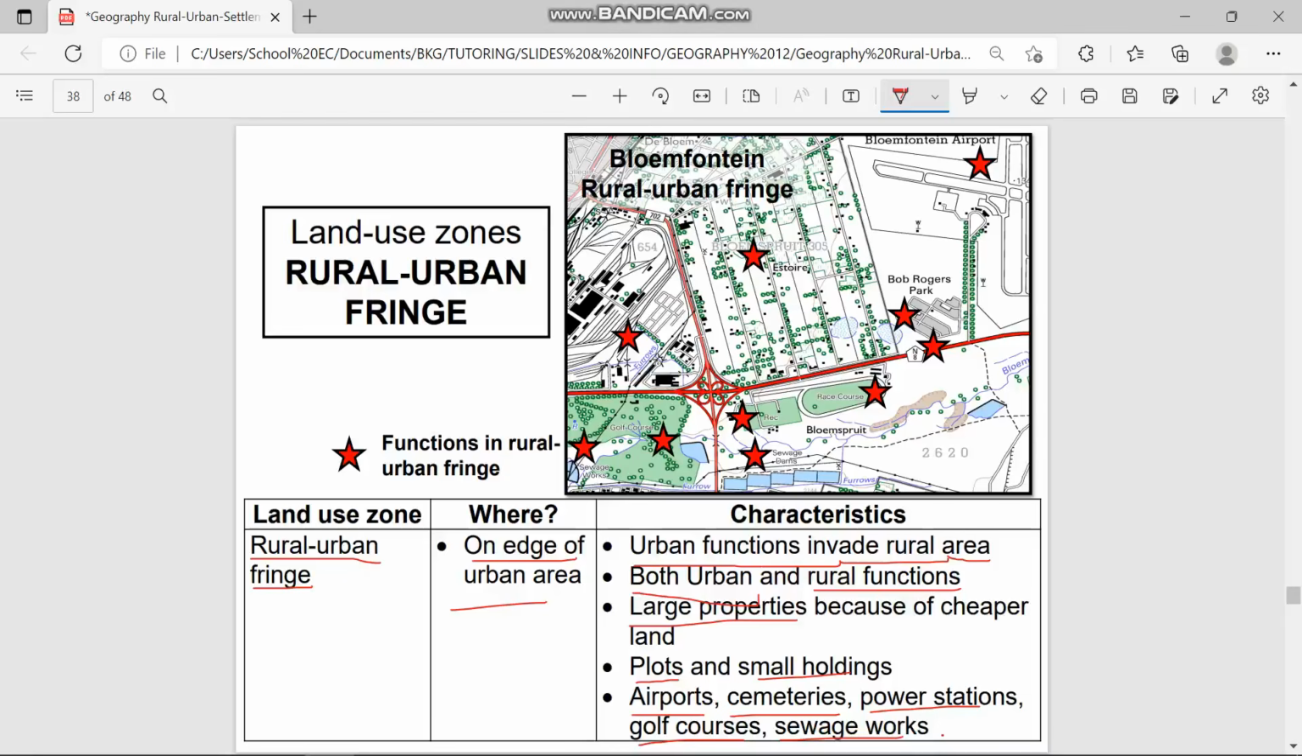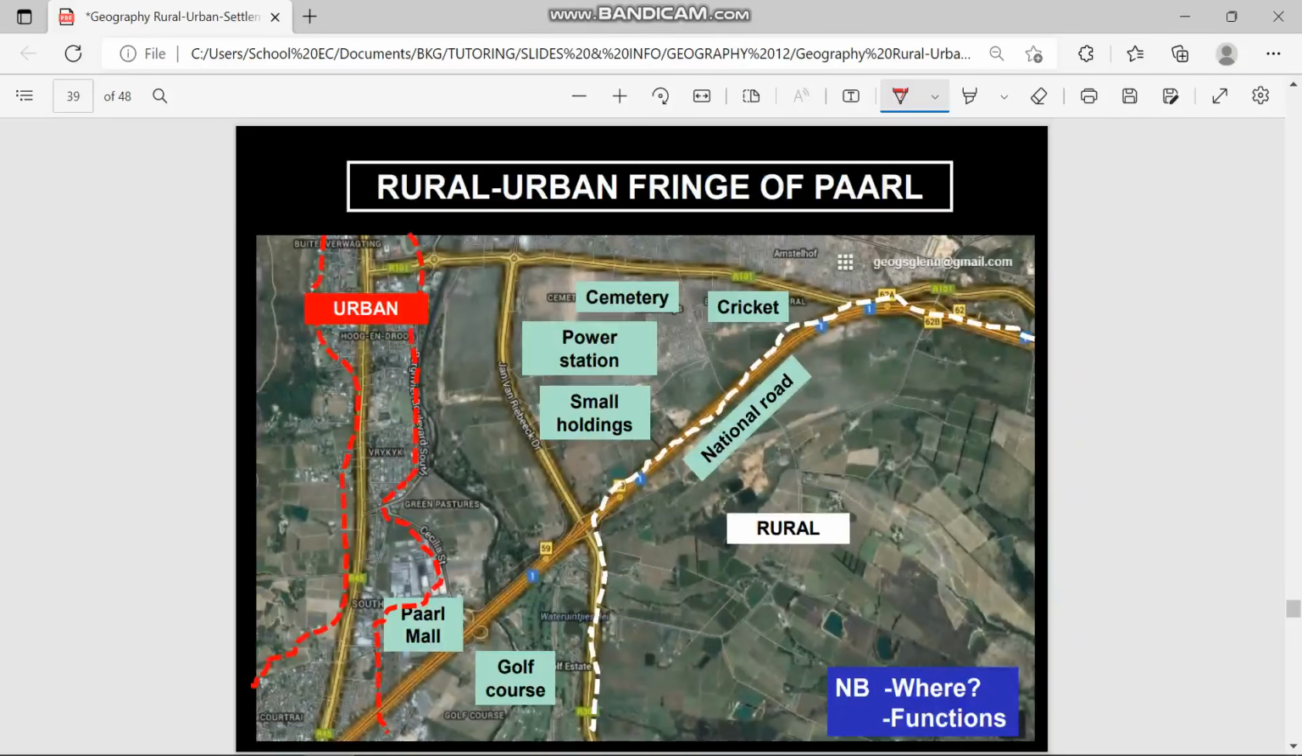So let's go down. We have the rural urban fringe of Gauteng. We used Gauteng to show the rural urban fringe. I think you can see the CBD of Gauteng. This is the CBD. This is an urban area, I can say, an urban area of Gauteng.